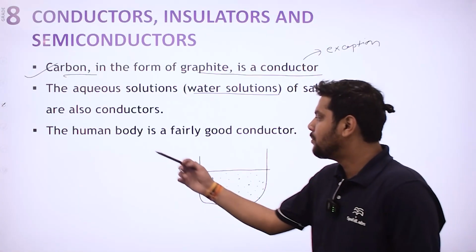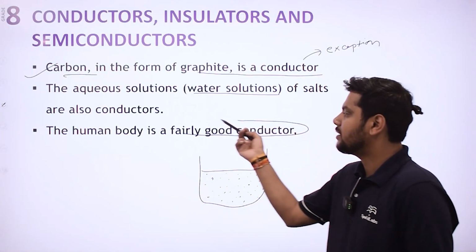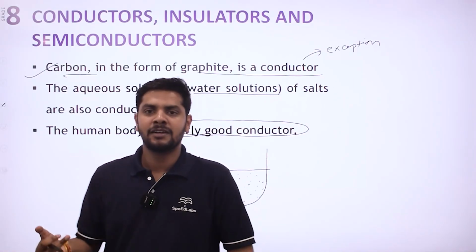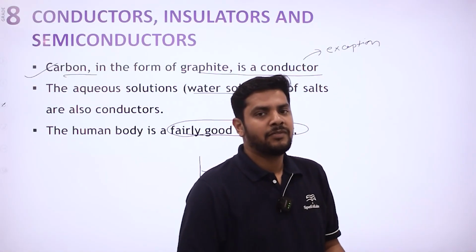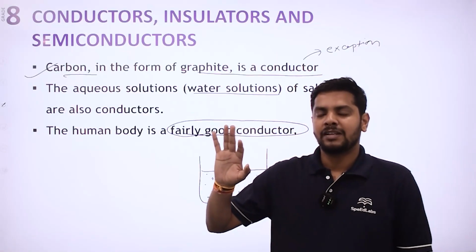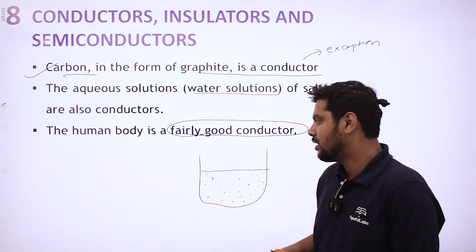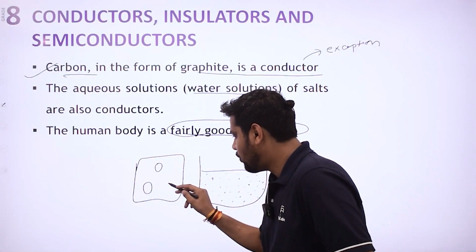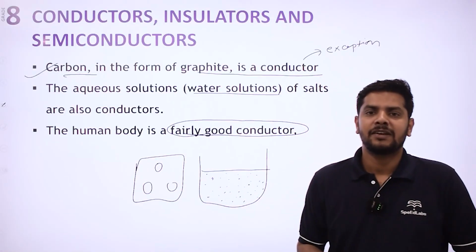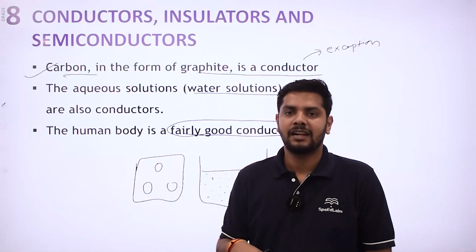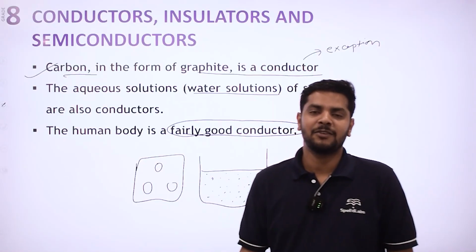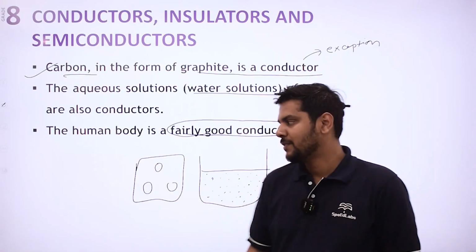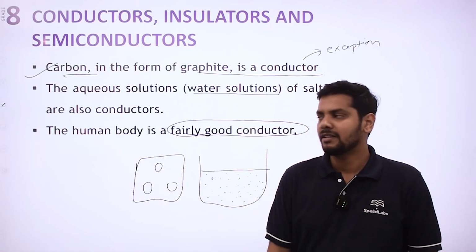The third part: the human body is again a fairly good conductor. This is again very important. You must have felt this, or your mother must have told you when you were younger, not to press your fingers inside the holes of the switch. Let's say this is the switchboard, so there will be an open end like this. Your mother told you not to put your fingers inside it, as you might get an electric shock. Why? Because we are also good conductors of electricity. That is the part written here.